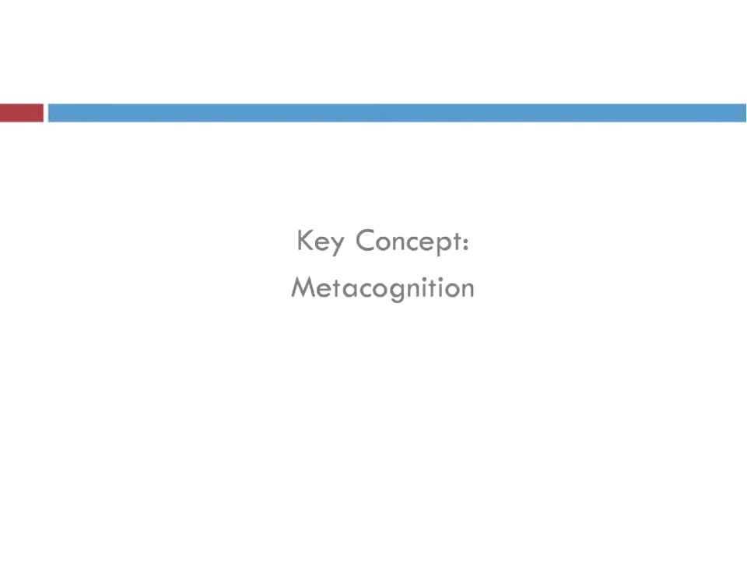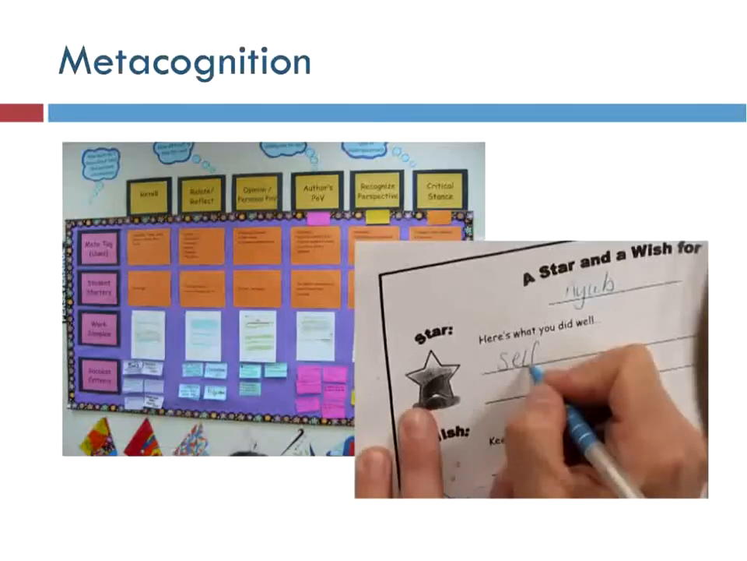The second concept that we want to highlight is student metacognition. And what we mean by that, simply put, is thinking about one's own thinking, or in this context, one's own learning. Teaching students how to observe what they're doing as they're learning so that they can figure out what works for them and what might need to change in order for learning to move forward.